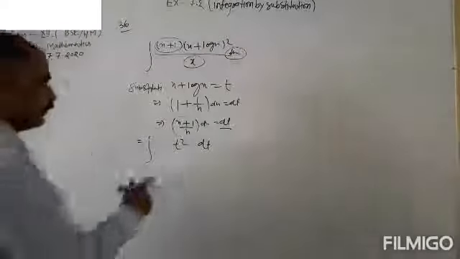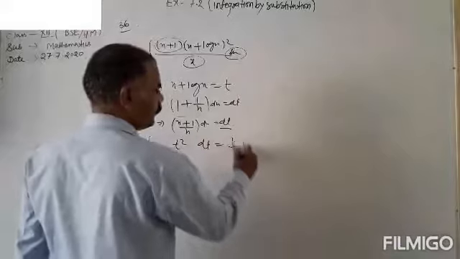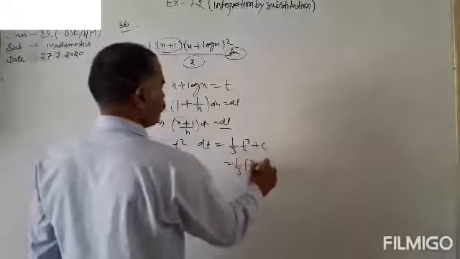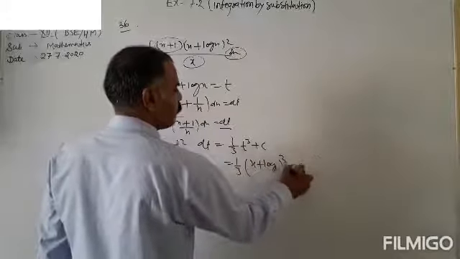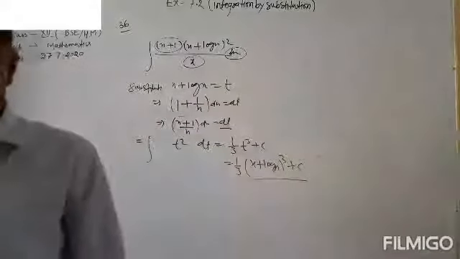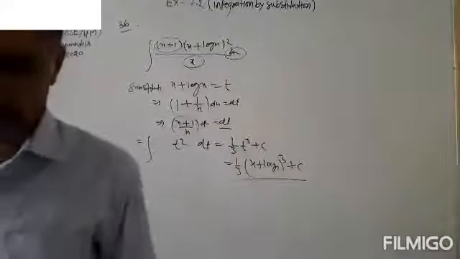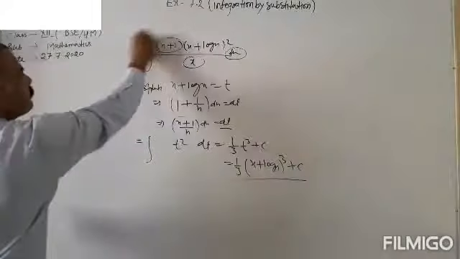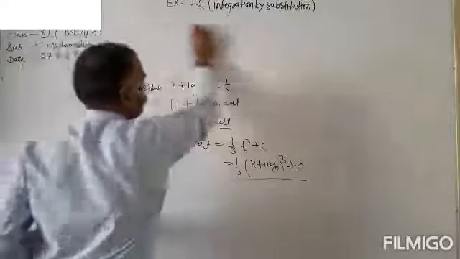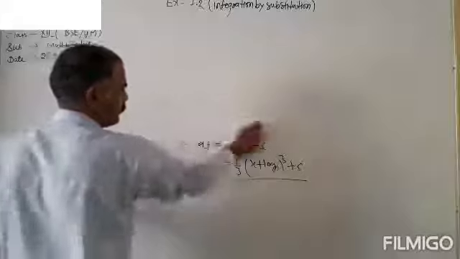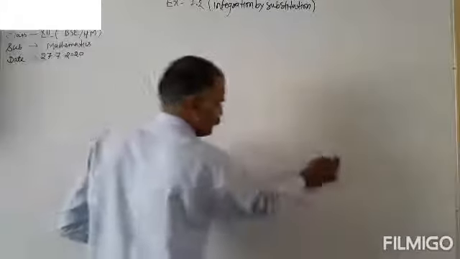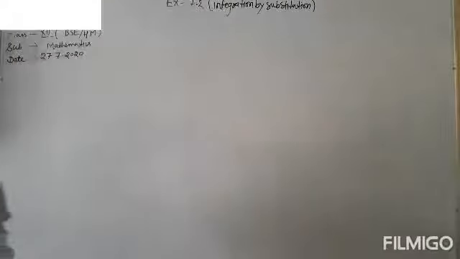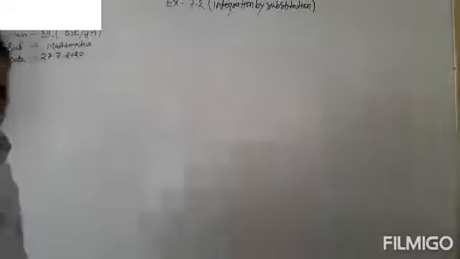Okay. So after integrating t square, we get 1 upon 3 t cube plus c. So 1 upon 3 t cube means (x plus log x) whole cube upon 3 plus c. Now the next question is question number 37. This was also an important question to understand the concept of the method of integration by substitution. So then question number 37.